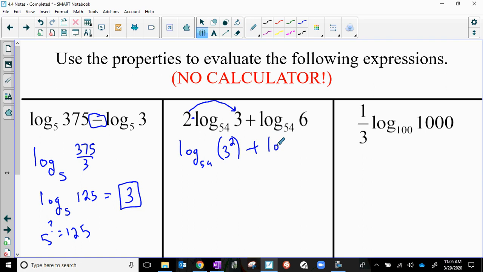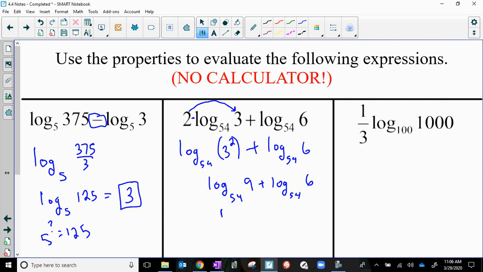And there's not much I can do with this log base 54 of 6 at the moment. Well, what's 3 squared? 9. Now that didn't really help me evaluate this. I still know at the moment that this is less than 1, because 54 to the first is 54, and this is less than 1. So it's something between 0 and 1 plus 0 and 1. My answer's got to be between 0 and 2.